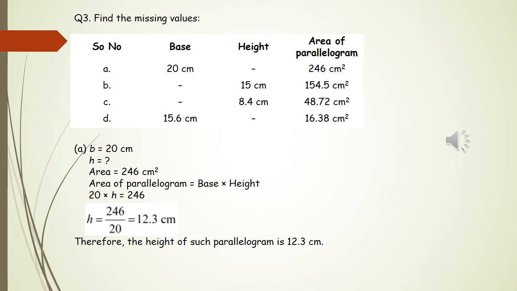Sum number 3, we have to find out some missing values. Here in part A, the base of a parallelogram is given and the area is given. We have to find out the height. We are using the formula area of parallelogram is equal to base into height. Substituting the values, we get 20 into h is equal to 246. So height will be obtained by dividing 246 by 20, that is 12.3 centimeter.